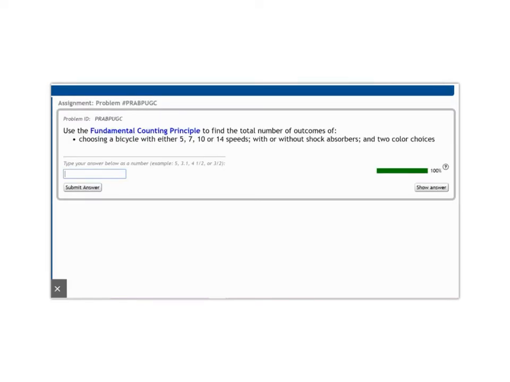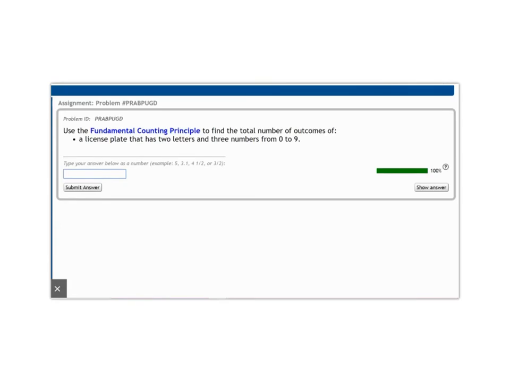Choosing a bicycle with either 5, 7, 10, or 14 speeds, that's 4 possibilities, with or without shock absorbers, that's 2 possible outcomes, times the 2 color choices. So if I take 4 times 2 times 2, we get 16 possible outcomes.